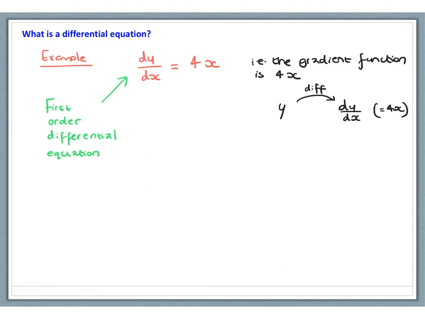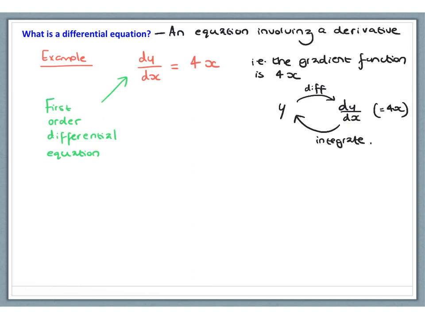Now, if we're going to try and solve this differential equation, we want to know what is y. Well, how do we get back to y? Well, of course, we integrate. This is a very simple differential equation, so we can simply integrate. So y would equal the integral of 4x with respect to x. And again, this is a very simple integral to perform. So y equals 2x² plus a constant.